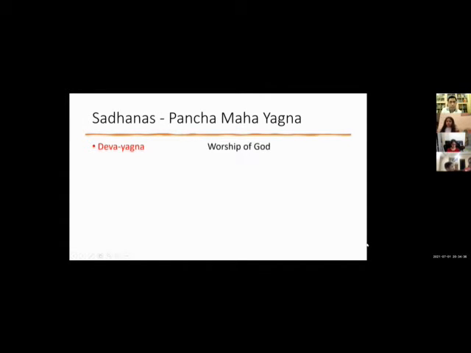The first sadhana is called Deva Yajna. That means every morning, every evening, go to the prayer room and make your own personal prayer for a few minutes. The second is called Pitra Yajna. That is my reverence and respect to my parents and elders. You'll have to remember all this. I'm going to ask you.